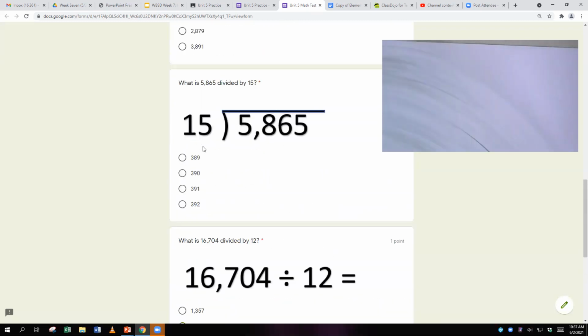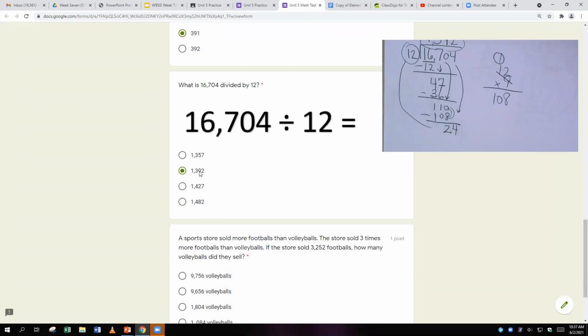Never marked this one. I never marked it. Anyway, I marked this one? Yeah, I marked that one.